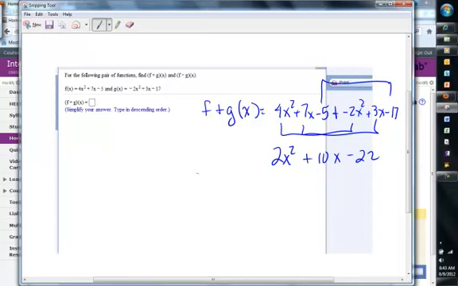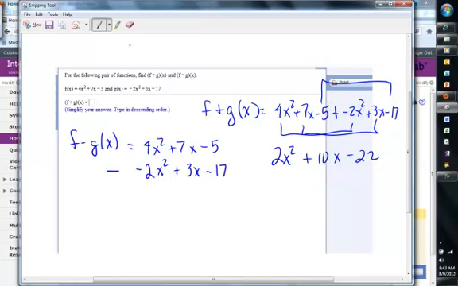And then f minus g of x is 4x squared plus 7x minus 5 minus negative 2x squared plus 3x minus 17. Now remember, when you subtract, you can change it to addition by changing every sign. So our answer is 6x squared plus 4x plus 12.